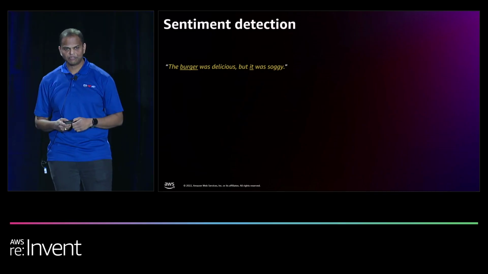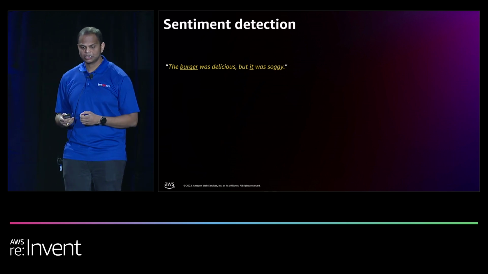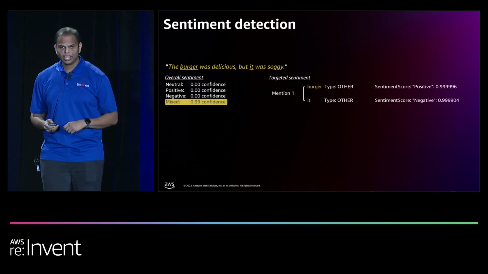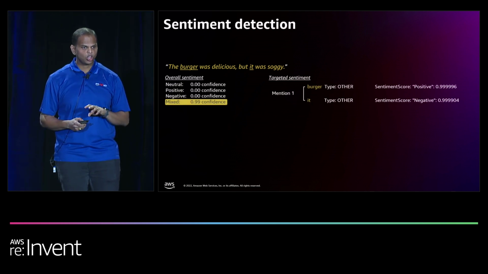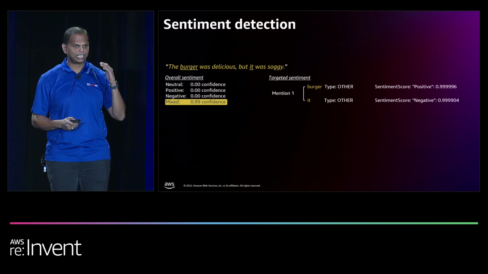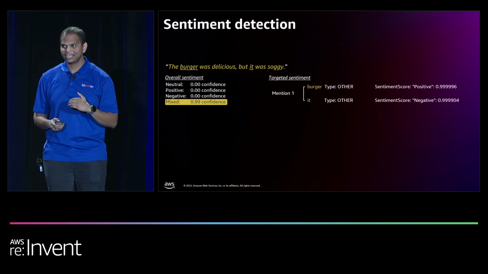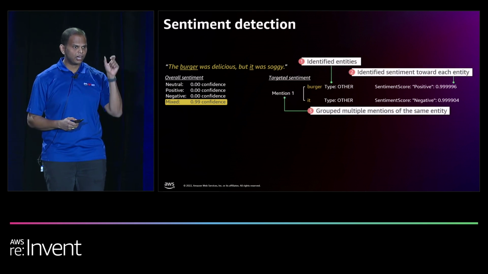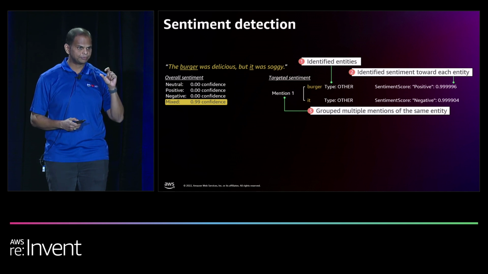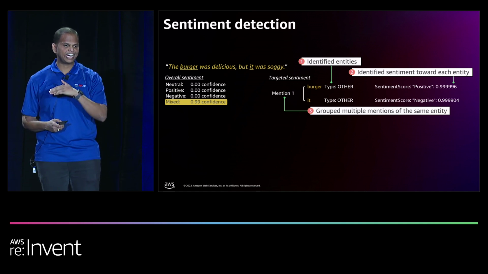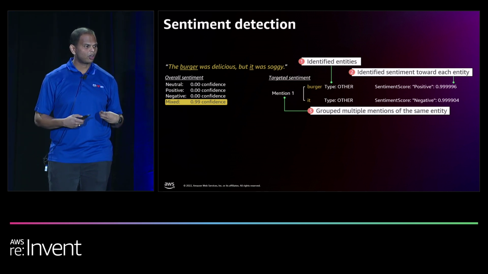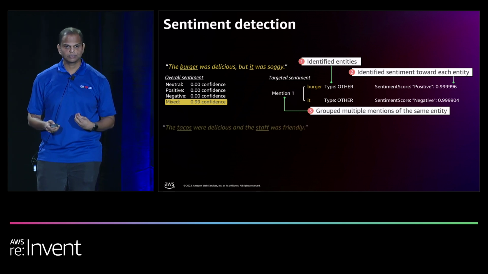To give an example that we see on the screen: the burger was delicious, but it was soggy. When we feed this sentence to Comprehend, it is able to detect that the overall sentiment is mixed because one aspect has a positive review and the other aspect has a negative review. It is also able to group the entities. It can identify that burger and it are about the same entity, and one of them is positive, the other is negative, so it's overall a mixed review. All of that is done automatically for you by the pre-trained models.